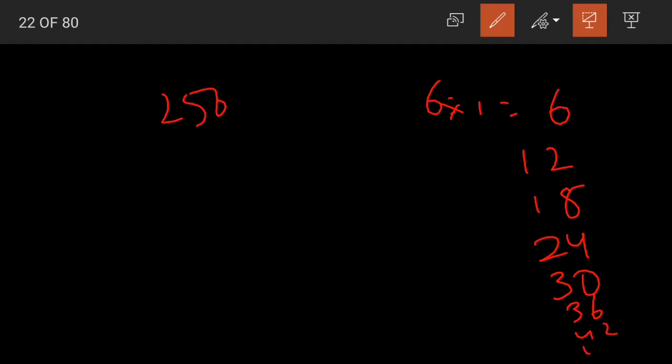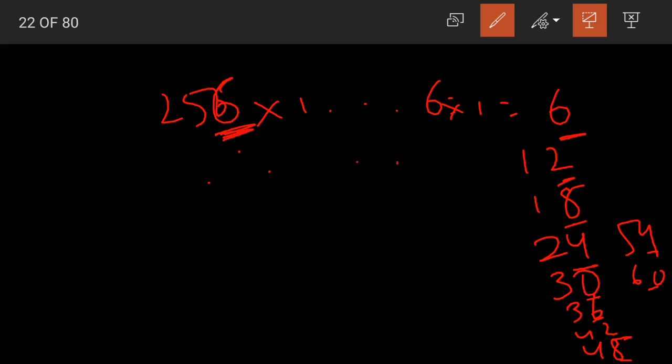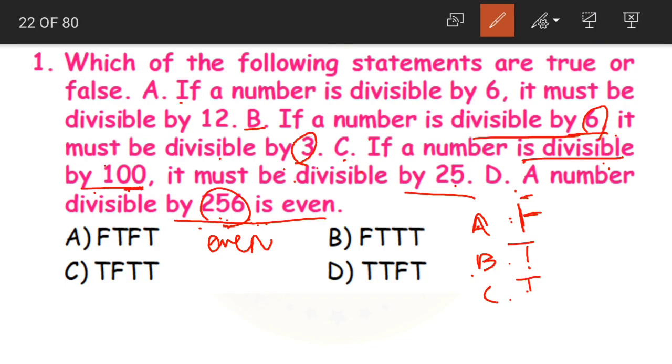Let me write it quickly here. Now what are you observing? All the multiples of 6 are even numbers. Yes or no? See, they have 0, 2, 4, 6, 8 in the ones place. Now 256 is an even number with 6 in the ones place. So whatever number we multiply it with, it will also be an even number. You can multiply 256 with any number you want and check. The number will be even only. So a number divisible by 256 is always an even number. So option D also becomes true.